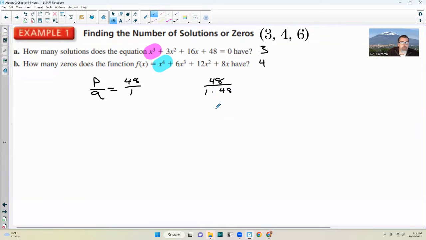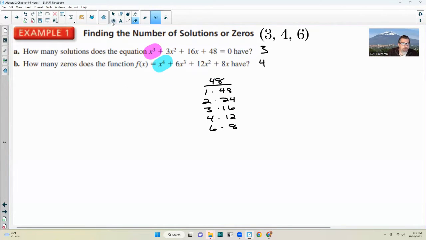So I'm just going to skip the negatives and just say plus or minus at the end. So 2 times 24, 3 times 16, 4 times 12, 5 won't go, 6 times 8. So these are all the factors of 48. So my possible solutions are P over Q, which in Q is 1, so that makes it easier. So we get 1, 2, 3, 4, 6, 8, 12, 16, 24, or 48.